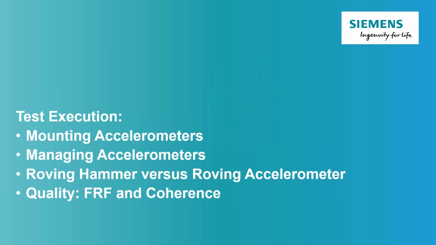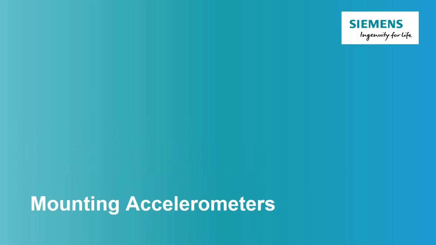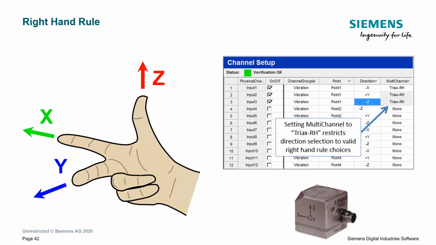So now we've done some setup. We're ready to take some test data. We've kind of planned for everything. Now we need to actually mount these accelerometers. We want to manage the points that we're measuring. We'll talk about that a little bit. There's this thing called roving hammer versus roving accel. And then we also want to make sure we're getting good quality FRFs and how that coherence is related to that. So when we mount accelerometers, a lot of times we'll use the right-hand rule.